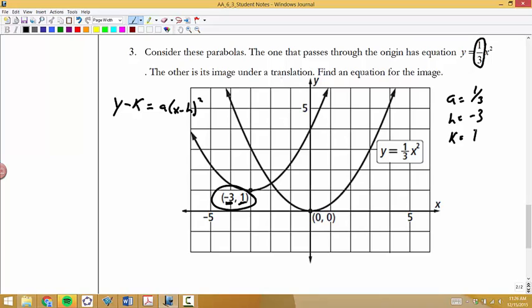So now all I have to do is substitute those three values into my equation. So we have y minus k, or y minus 1, equals a, which is 1/3, times x minus h, which is a negative 3. Therefore, I'm going to write that as plus 3 squared. And we have the equation that we're looking for.